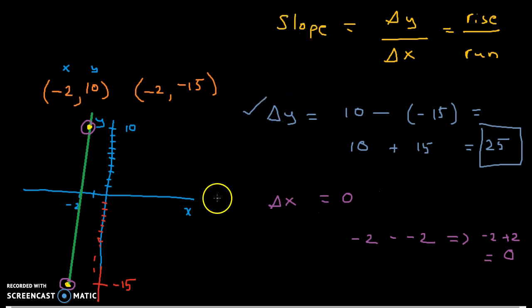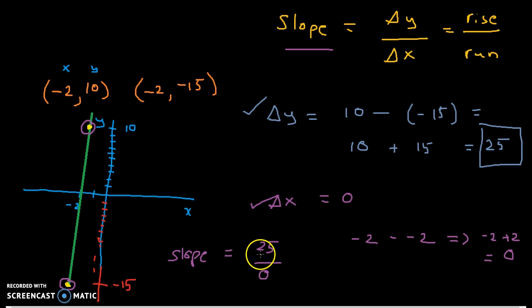Okay, so now this is where we have to be careful. This creates a problem when we're trying to find the slope. Because remember, the slope is a fraction like this: our change in y over our change in x. So we calculated our change in y is 25. So let's put that down. Our slope is equal to 25 divided by our change in x, which is 0. All right, now here's where we have a problem.